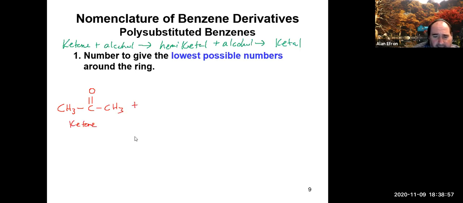And let's just add an alcohol to it. And we'll make a different alcohol this time. So we're going to add an alcohol here. So the first step is exactly the same as what happened with the aldehyde. It is going to happen right here.